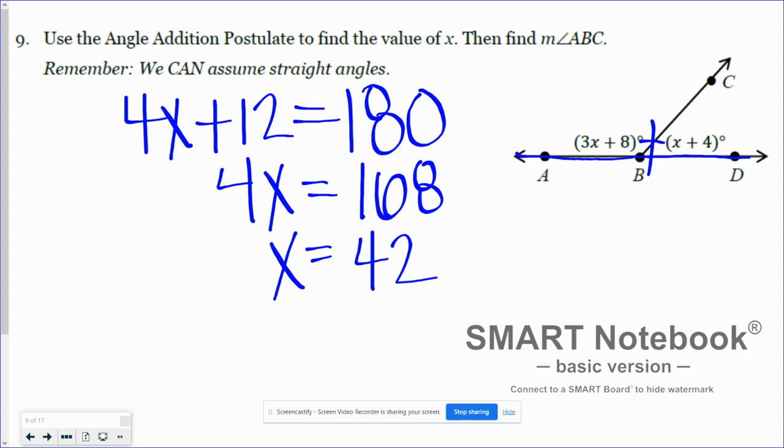And then remember to find the measure of angle ABC. ABC is given by 3x plus 8. So that's 3 times 42 plus 8. So ABC is 134 degrees.